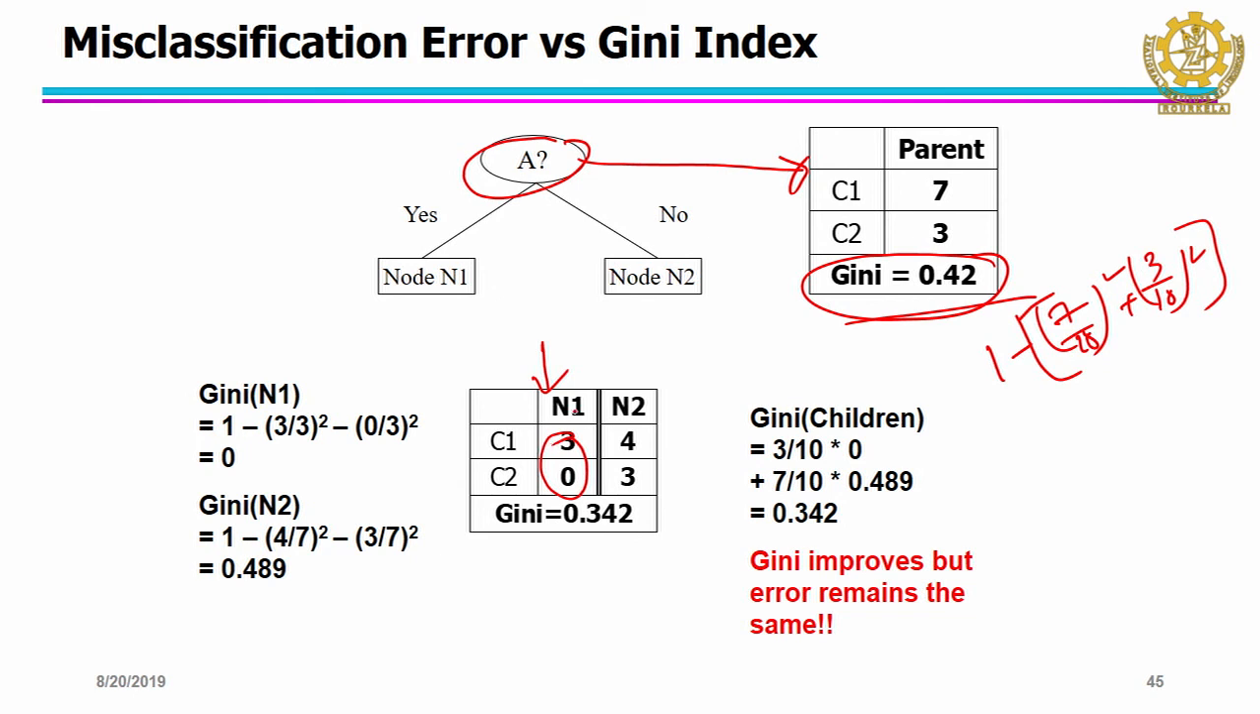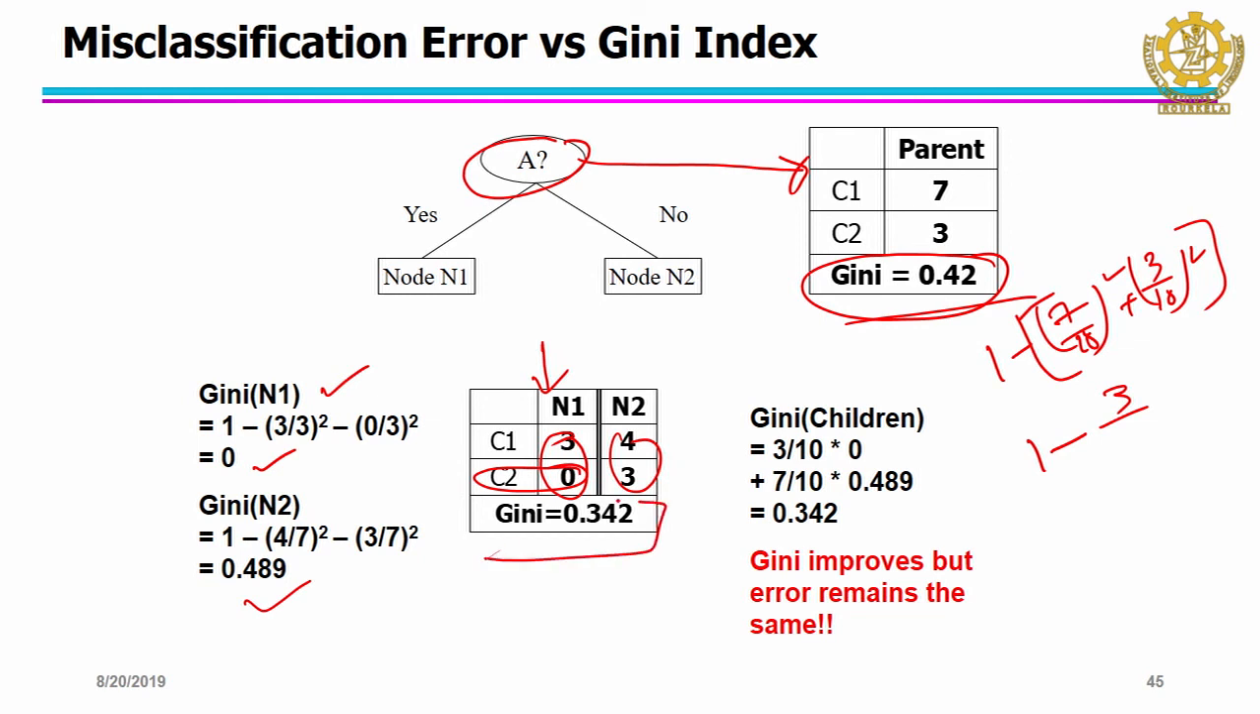What will be the Gini for this node N1? It will be 0, right, 1 minus x value, because there is no other class here. So the Gini of this node will be 0, and the Gini of this node will be 1 minus (4/7)^2 minus (3/7)^2. So the Gini of this node will be 0.4.